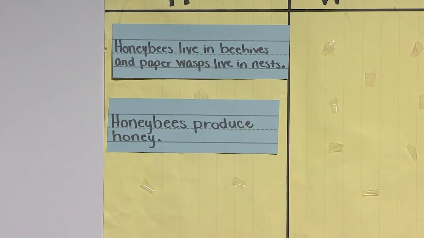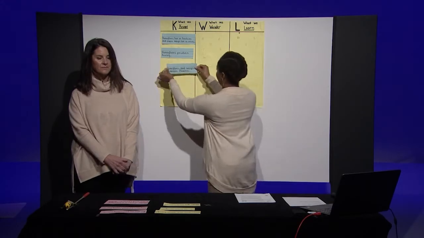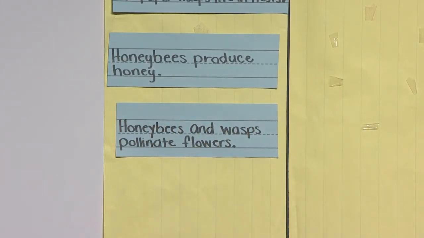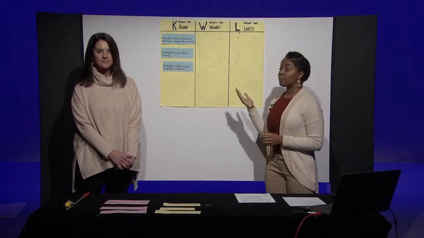Okay, so one more thing that you know about honeybees or wasps, Miss Allison. Well, I know that honeybees pollinate flowers, and I think that wasps do too. That's exactly right. Both honeybees and wasps pollinate flowers. So we're going to add that to the K on our KWL chart for what we know. Awesome job. So these are all the things that we already know about wasps and honeybees.